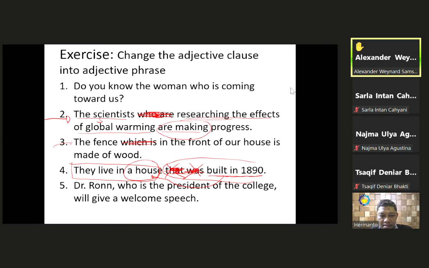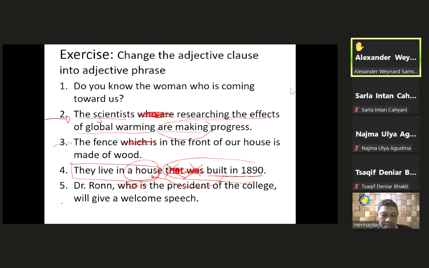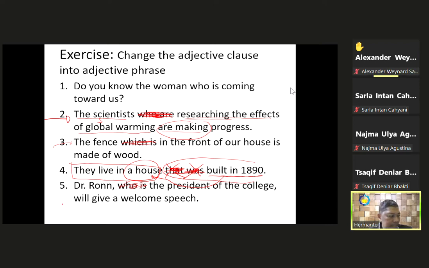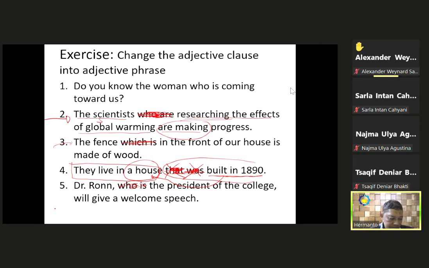Dr. Ron, the president of the college, will give a welcome speech. Okay, thank you, Alexander. So you remove who is. Okay, Alexander, what is the subject of this sentence? Dr. Ron. And the predicate? Will give. Okay, which is the adjective phrase? The president of the college. What is the function? To give information about Dr. Ron.